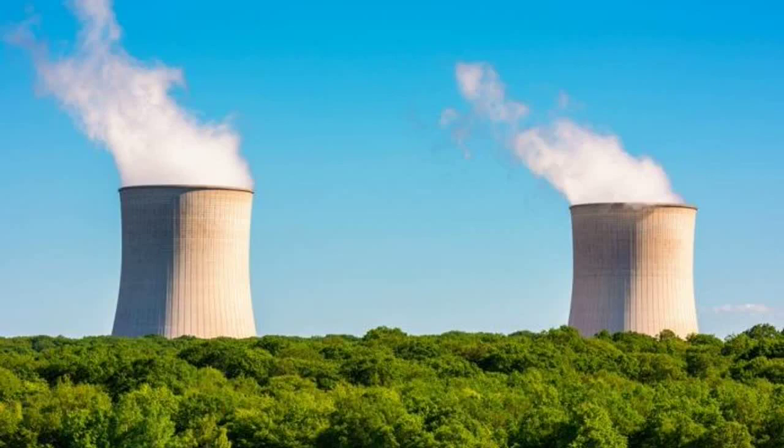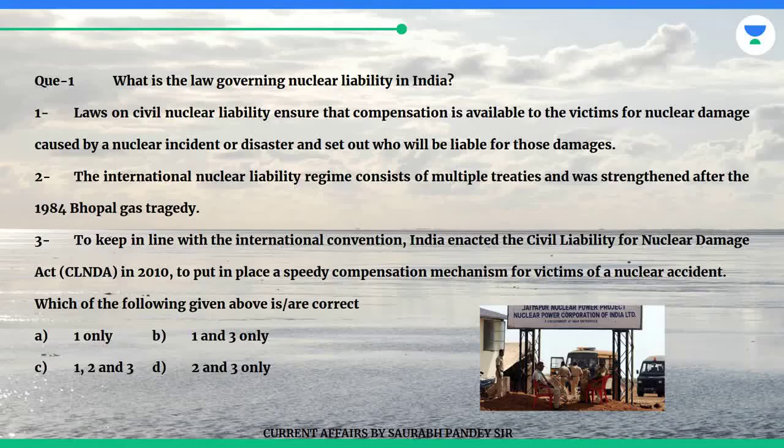Let's discuss today's prelims topics. Question: What is the law governing nuclear liability in India?